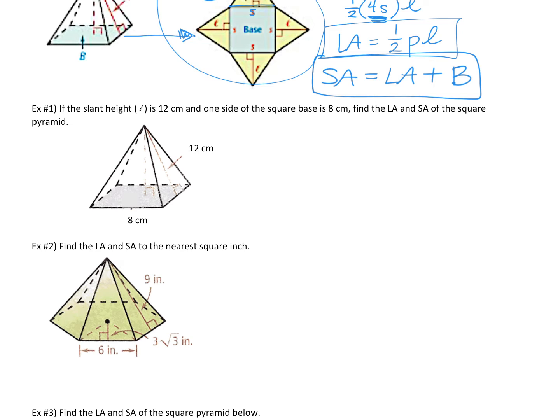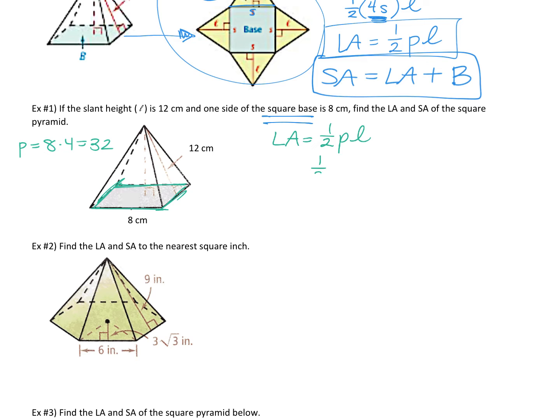It says if the slant height, which is the L, is 12, and one side of the square base, it's a square base, is 8, find the lateral area and surface area of the square pyramid. Okay? You with me? Stick with me here. Lateral area, we know the formula, is 1/2 PL. What is P in this problem? 4 times 8 all the way around. So 8 times 4, or 32.